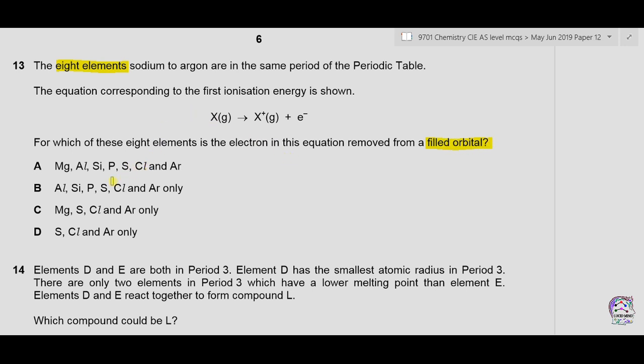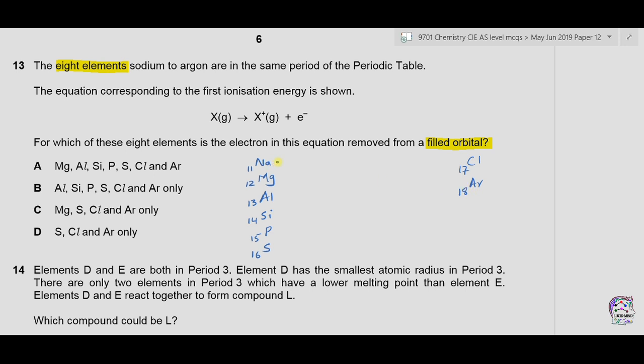So let's find out the electronic configuration of all these 8 elements first. The elements are sodium, atomic number 11, magnesium 12, aluminum 13, silicon 14, phosphorus 15, sulfur 16, chlorine 17, and last one is argon 18.